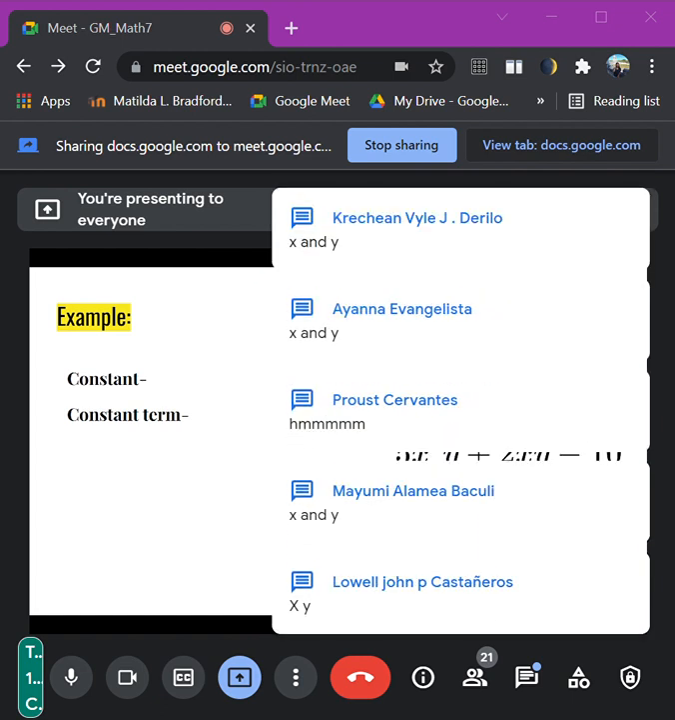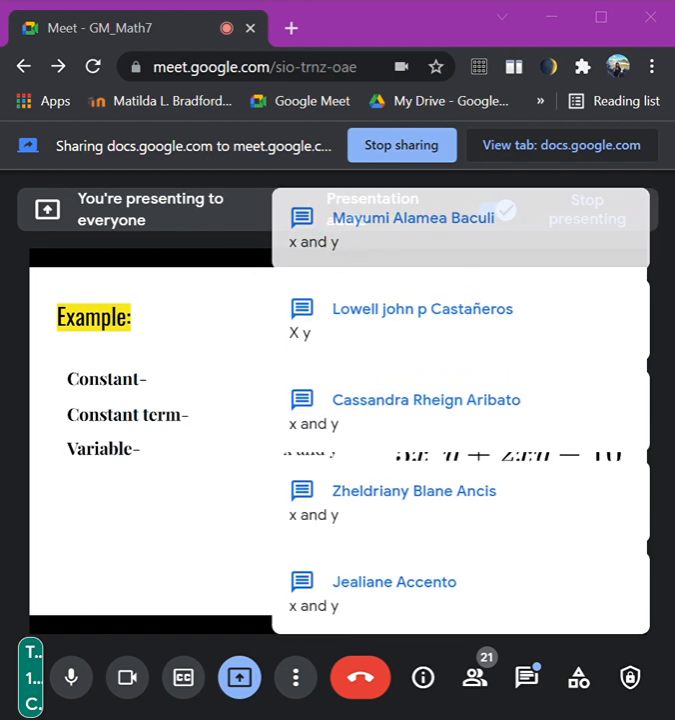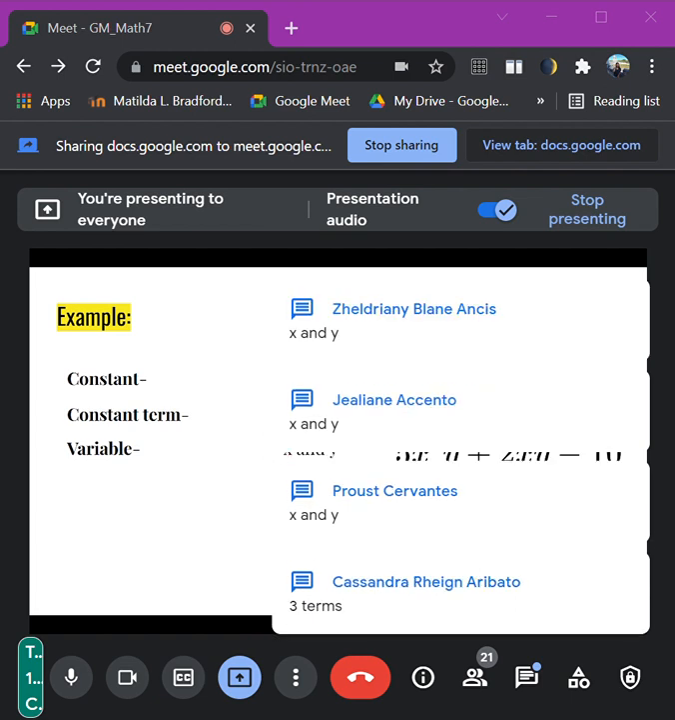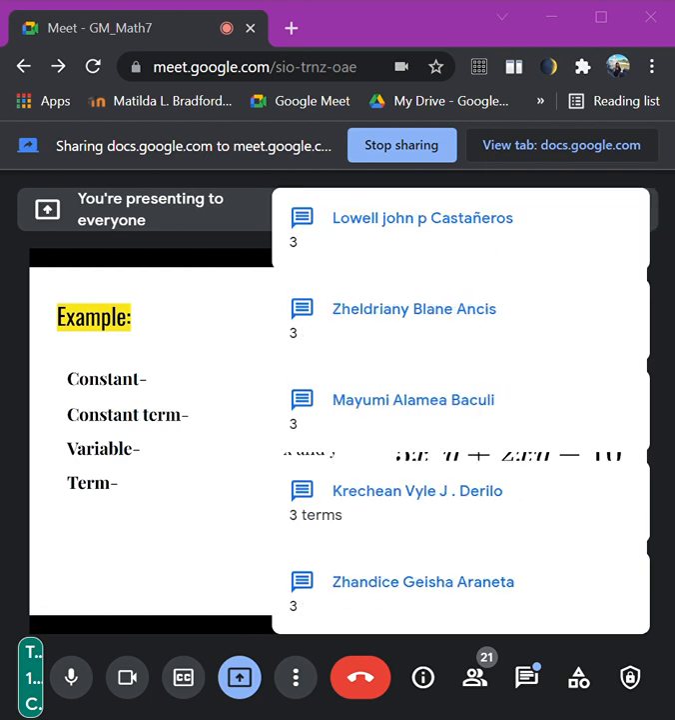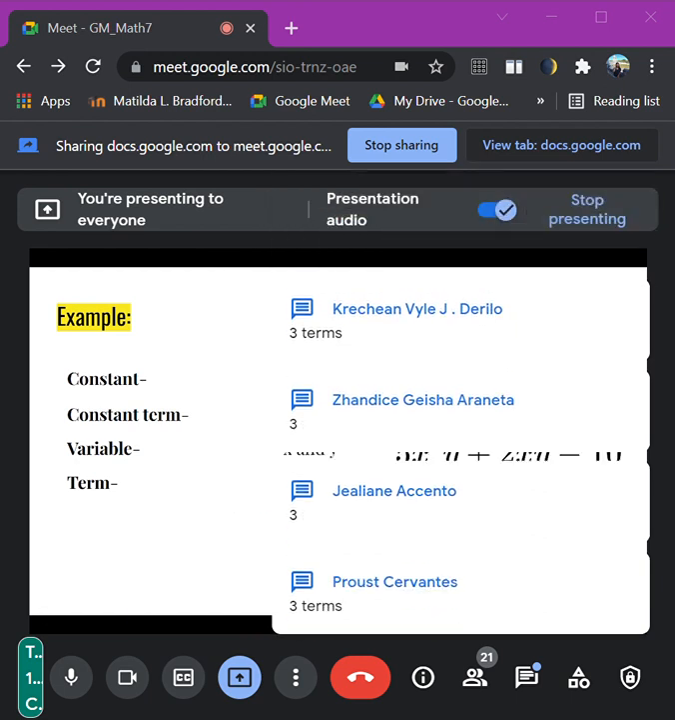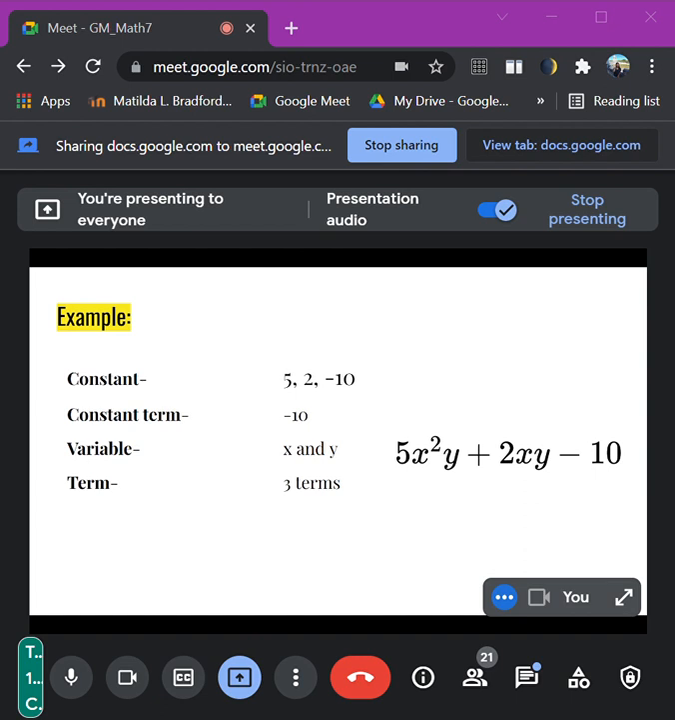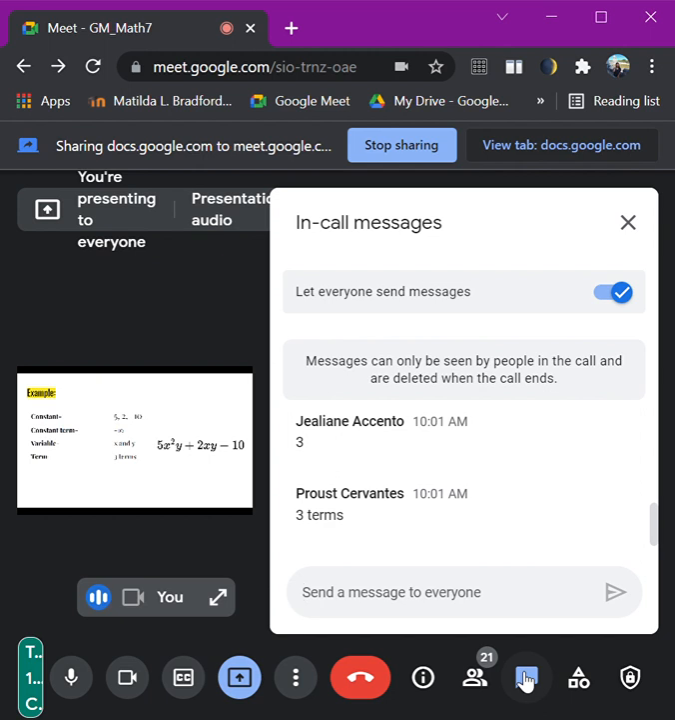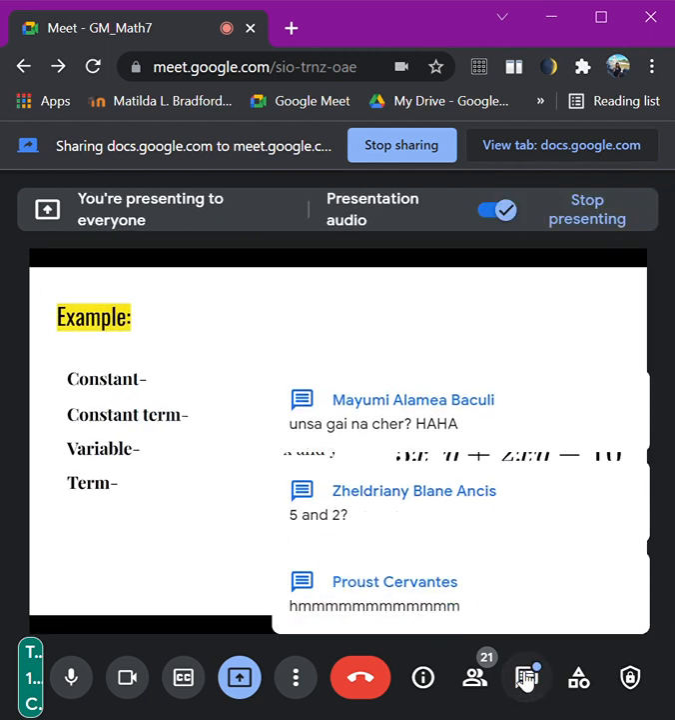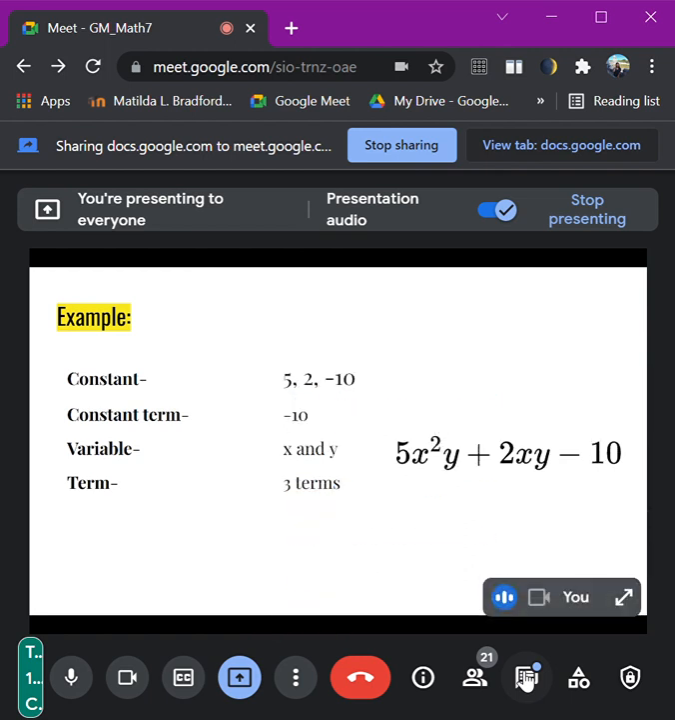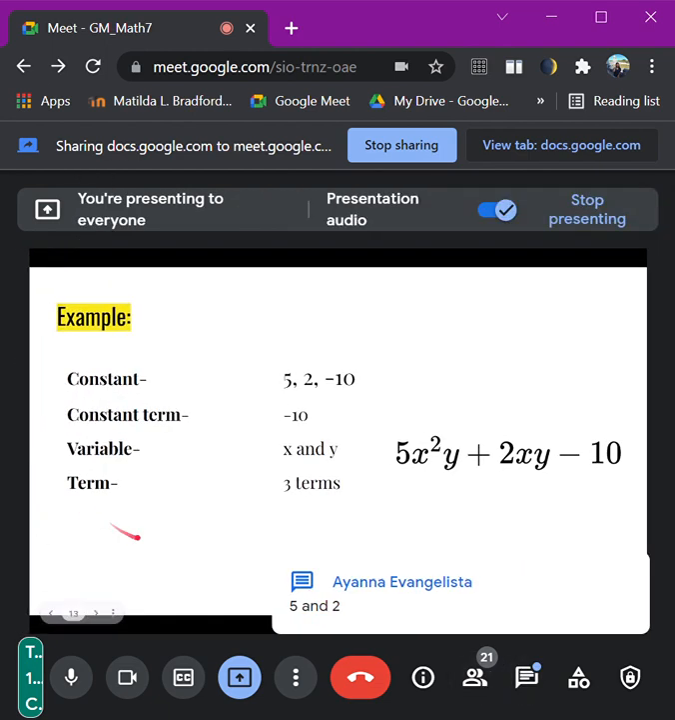Very good. Now for our terms. How many terms? Three terms again. First term, second term, third term. How about our numerical coefficient? What is that? Those numbers beside the variable, class. The numbers beside the variable. That is 5 and 2.